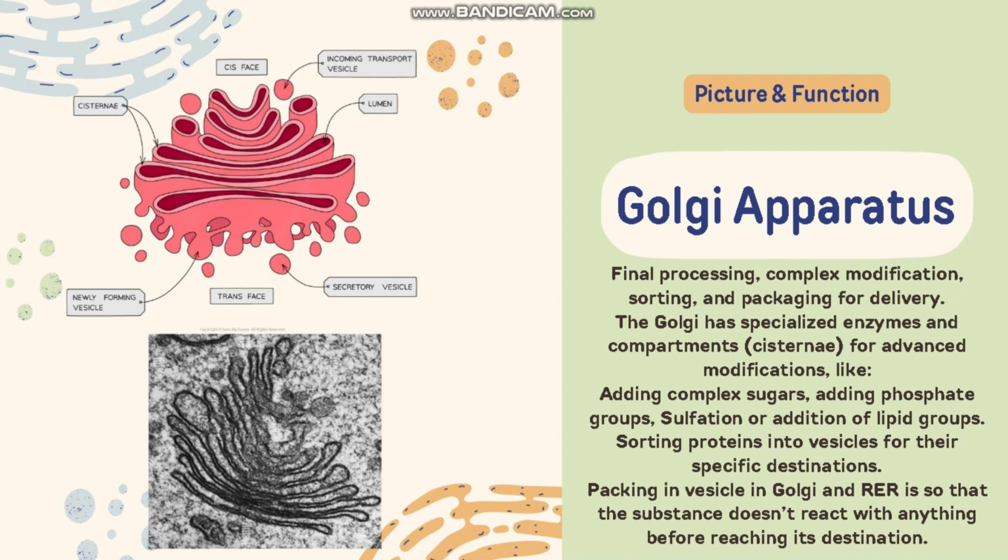Packaging into a vesicle in the Golgi and RER is so that the substance does not react with anything before reaching its destination. Also, please remember the shape, they ask about that often. It's flattened, curved sacs decreasing in size.